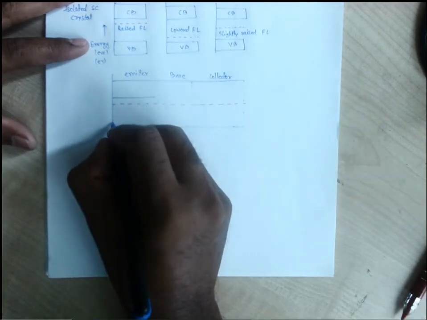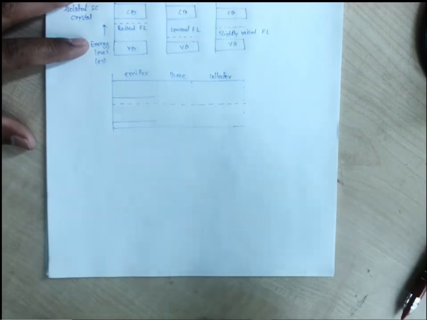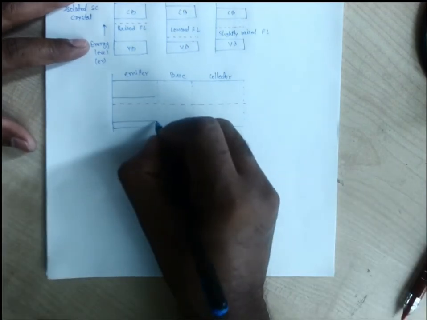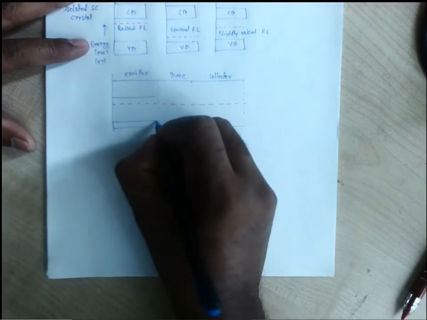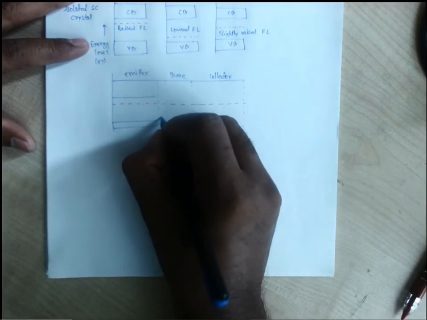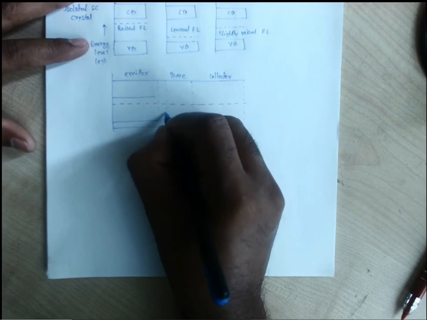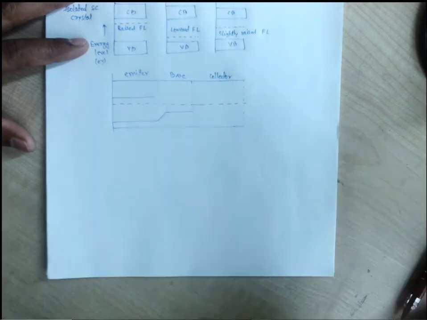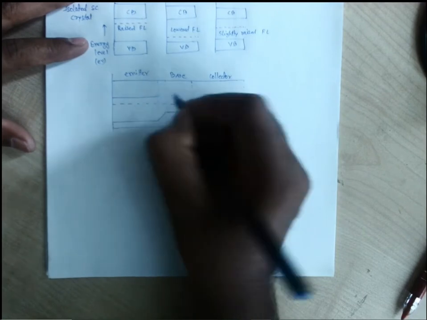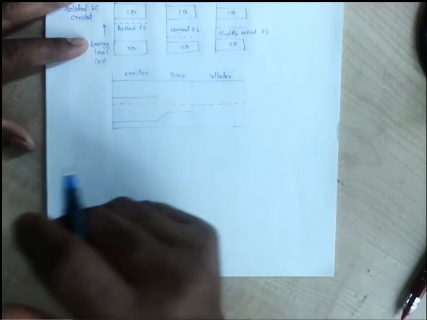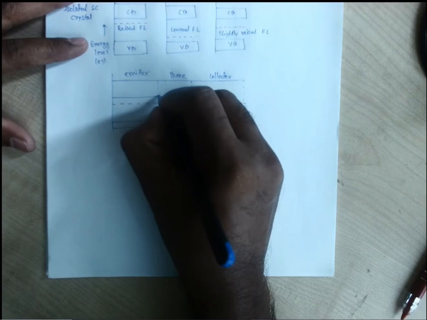So our valence band will be far. Now this valence band in the base will be near to the Fermi level. So our valence band now will shift towards the Fermi level. It will be near to the Fermi level, and its conduction band will be far away from the valence band, that is for the base region.